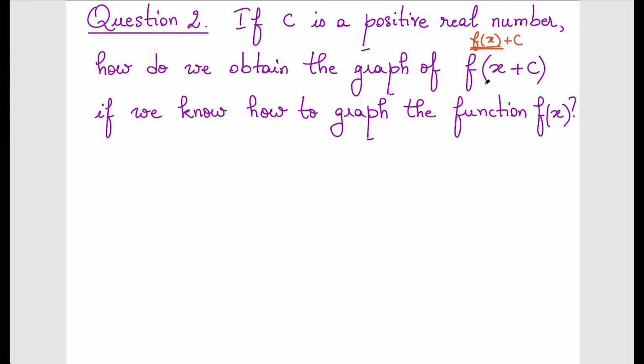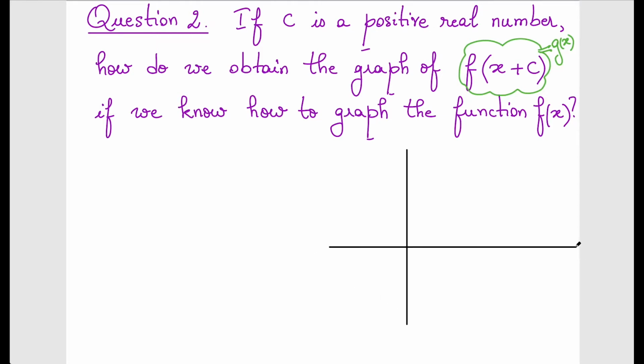Okay? Alright, so let's see how this is going to be translated at the level of graphs. Let's call this guy again g of x. Let's give it the name g of x. Okay. And let's say that the function f has a graph, let's say like this. Okay.